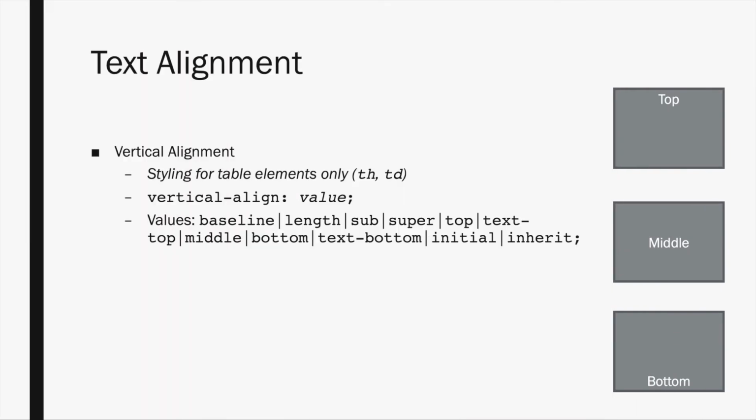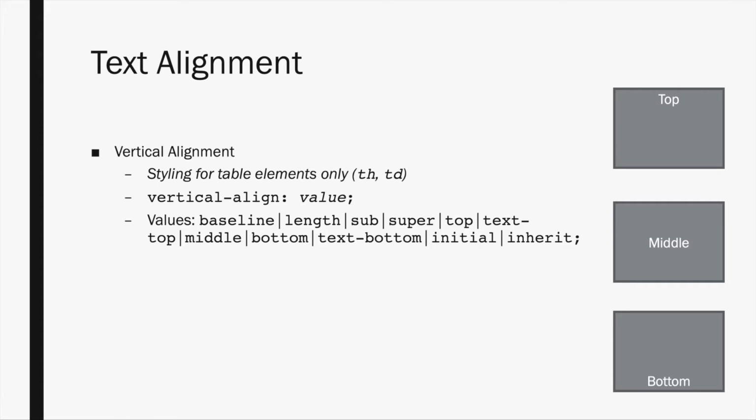One modification to the text alignment for tables is vertical alignment. This applies to table elements only, such as table header and table data. You can set the vertical align to a value such as baseline, length, sub, super, top, text top, middle, bottom, text bottom, initial, and inherit, because this allows you to set the actual vertical alignment of the content in the table data or the table header cell.